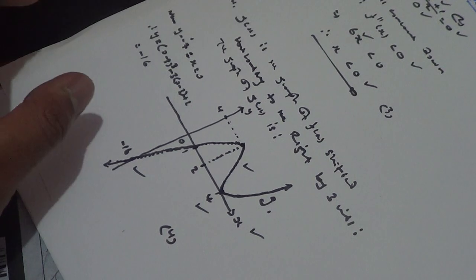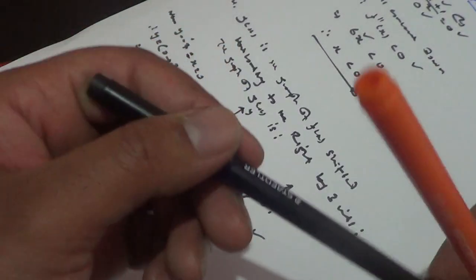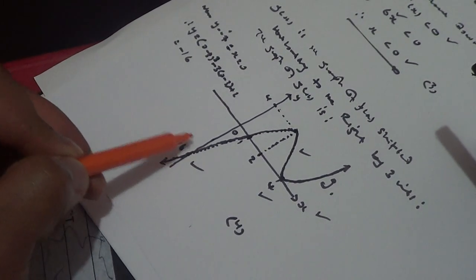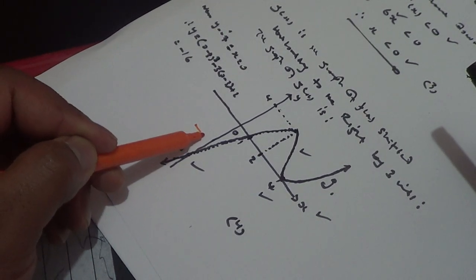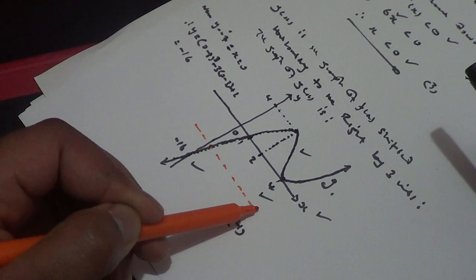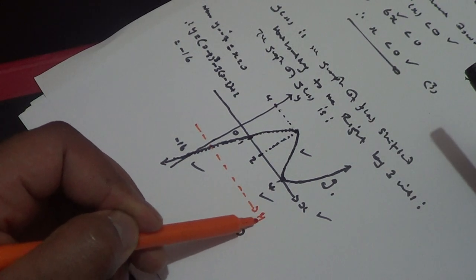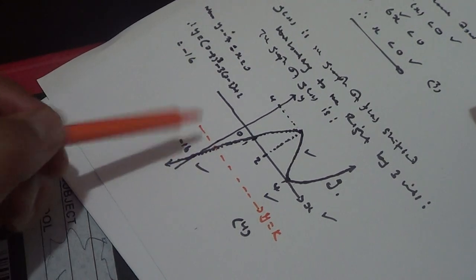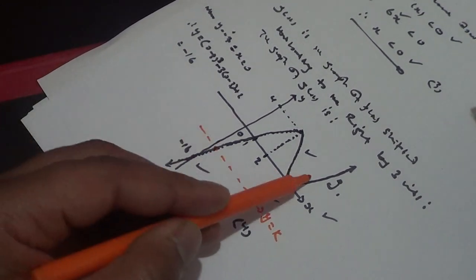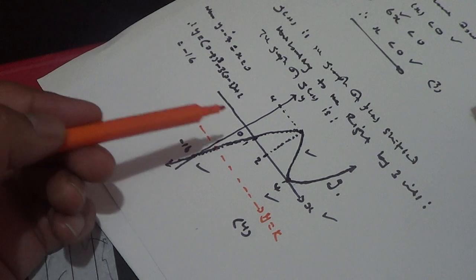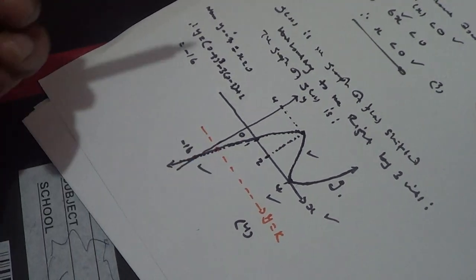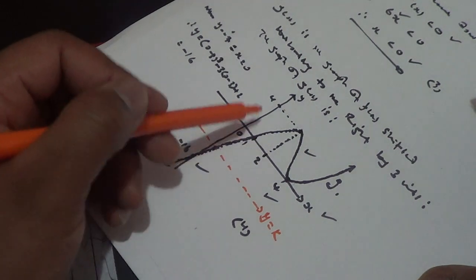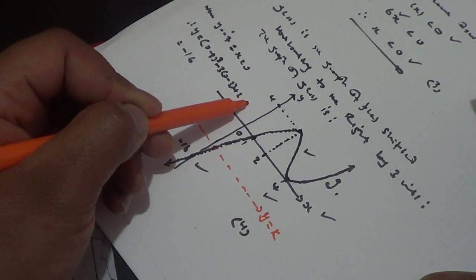So where is the graph of g of x? The graph of g of x is this one over here. So this means if you're saying, for example, your k is here, so you say y equals k. If this line is over here, do you see it only intercepts this graph at only one point? Yeah, not 2 points.